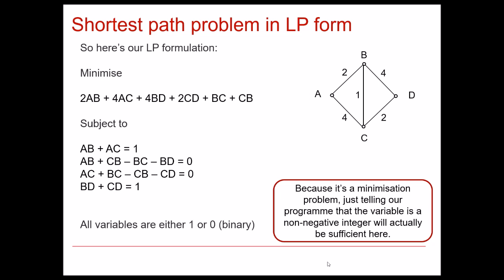And just one more thing on that point: because this is a minimization problem, even if you just say that these variables have to be non-negative integers, that will actually be enough for this to work, because it's never going to choose to make one of them more than 1, even if it could, because it wouldn't then minimize the length of the path. So if you were using a piece of software that can't handle binary variables but can deal with integers, then that would be sufficient for solving shortest path problems.